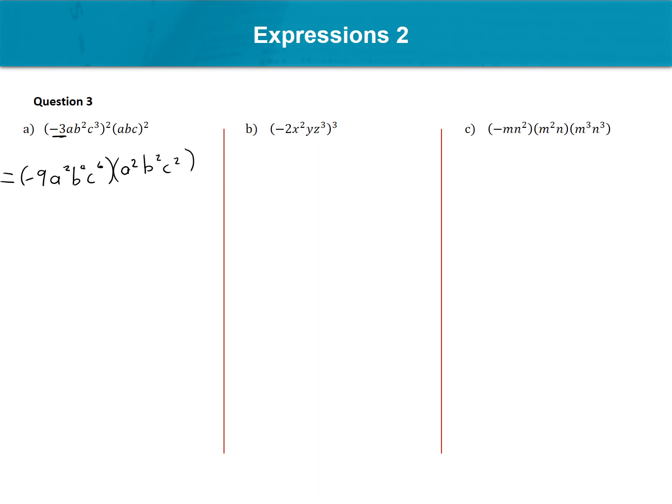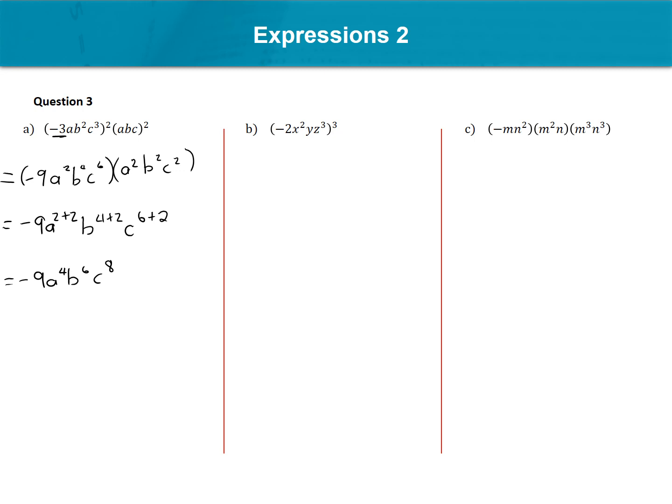Now, when we multiply our exponents, we add them. So we are left with minus 9a, 2 plus 2, and then b, 4 plus 2, and c, 6 plus 2. So your final answer is minus 9a to the 4, b to the 6, c to the power of 8.